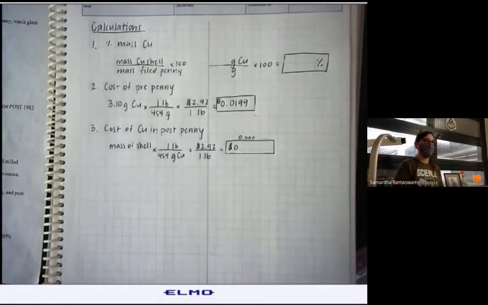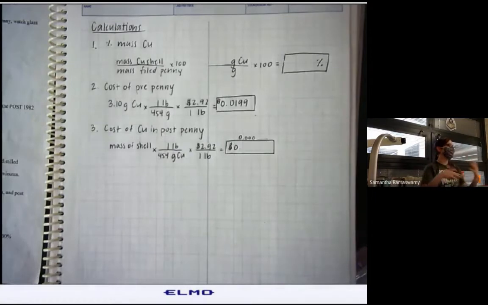You have the mass of your shell, grams to pounds, pounds to dollars. This is the cost of just the copper. If for some reason you didn't get the mass of your copper shell yet, just make a note, "mass of shell." I'm actually recording this right now, and this will get added to the copper lab in Google Classroom, so if you need to go back and review these calculations, you can.